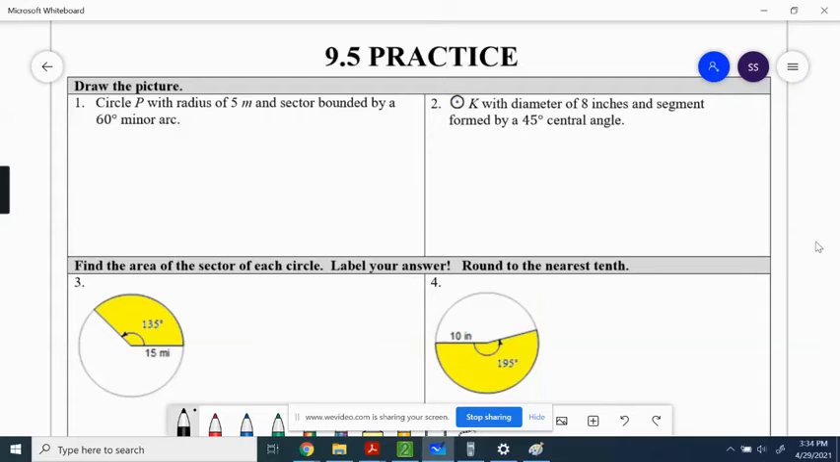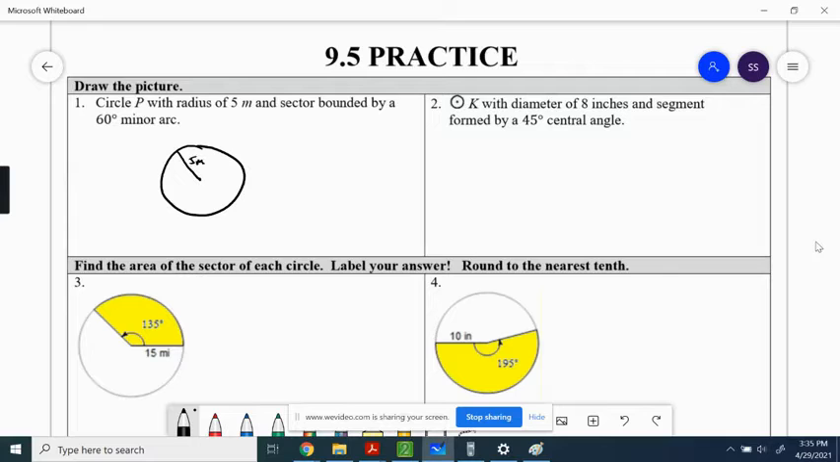Hey guys, I just wanted to make a quick practice problem video for 9.5, area of sectors and segments. The first couple problems, you just need to draw pictures, so don't overthink these. Just do what they ask. Draw a circle P with a radius of 5 meters. So let's start with that.